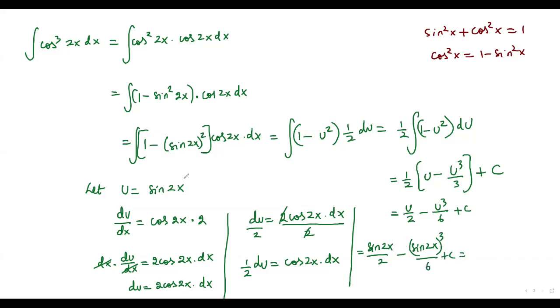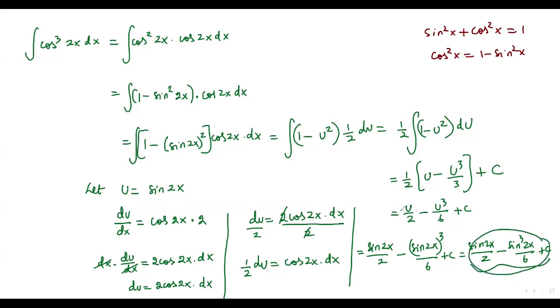Okay, now I plugged in the sine 2x for this u in this step. Now we can write this one as sine 2x over 2 negative, the sine 2x whole cube can be written as sine cube 2x over 6 positive c. Now I have evaluated the integral, that is integral cosine cube 2x dx. Its evaluation is over here.